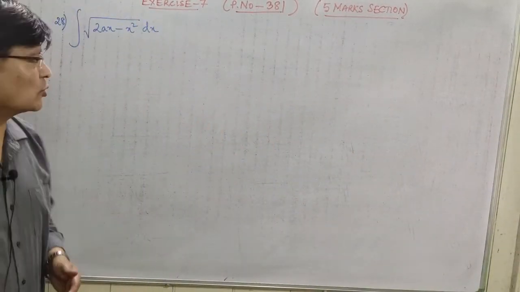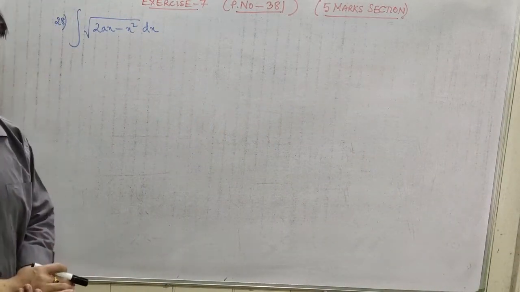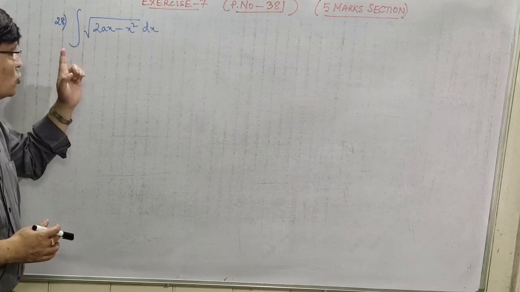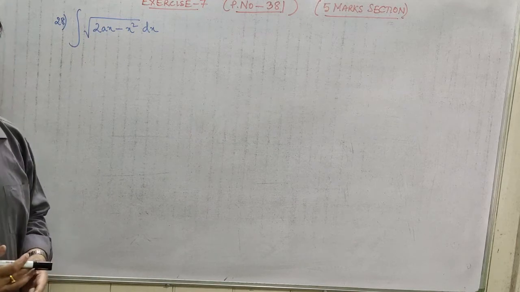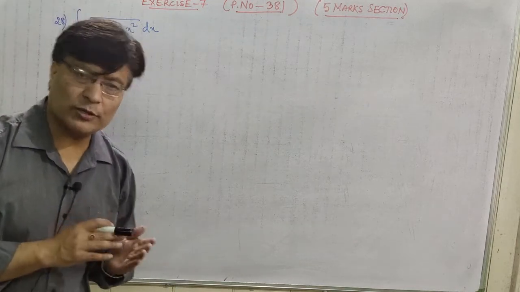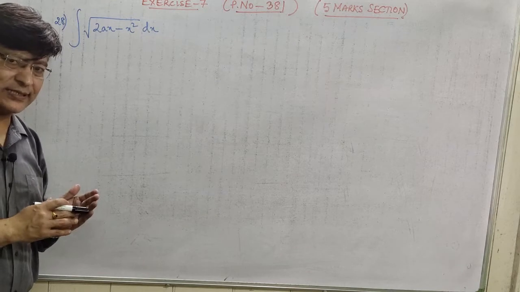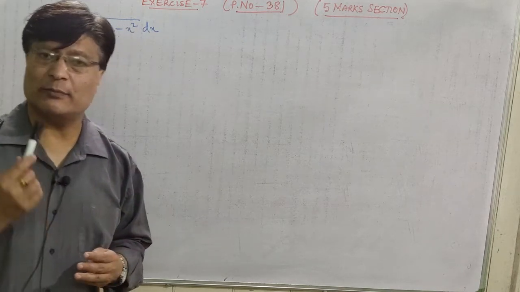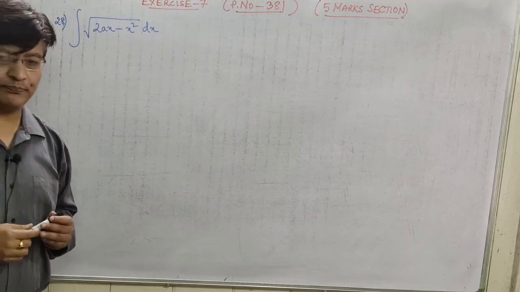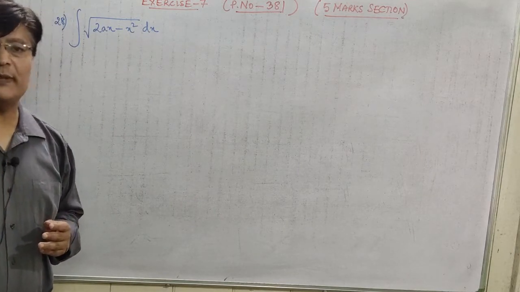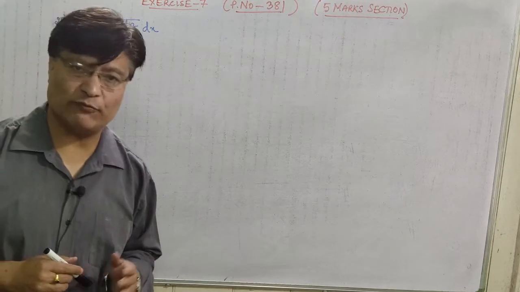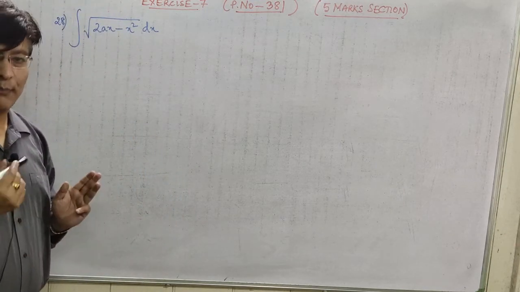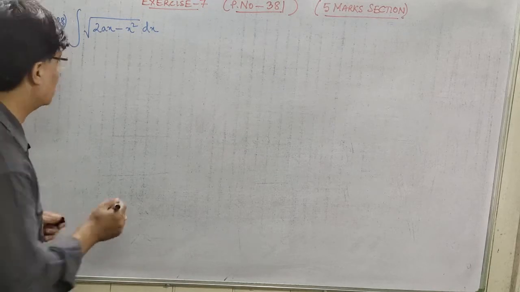So now we'll do question number 28. That is, you have to evaluate this integration. The question is integration of within square root 2ax minus x square dx. So within square root, both the terms containing x and x square are there. So you have to convert into standard integral number 1, 2 or 3 form. Before that, always make the coefficient of x square positive 1. Here the coefficient of x square is minus 1, so you have to make it positive first, okay?